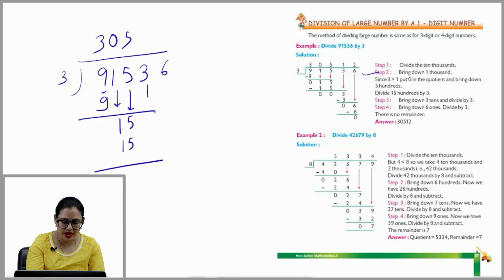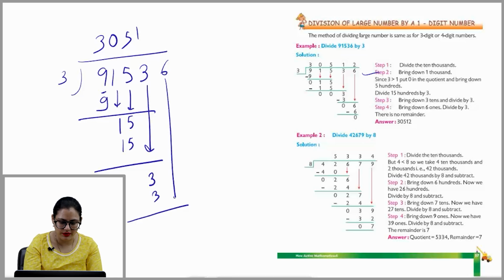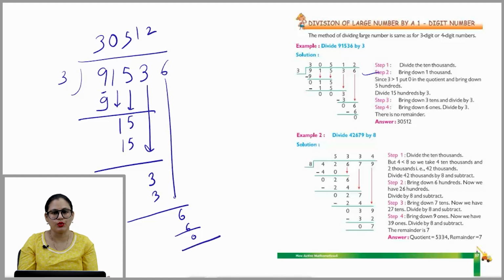Now step 3, bring down 3 tens and divide by 3. 3 1s are 3. Step 4, bring down 6 ones and divide by 3. 3 2s are 6. Okay. And there is no remainder. So the answer is 30,512. Similarly, we will divide this number by 8. Okay. The procedure is the same.